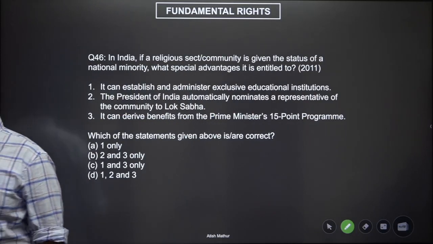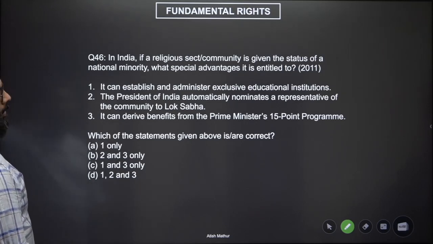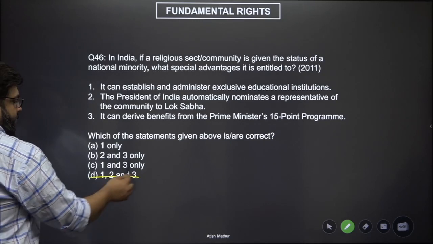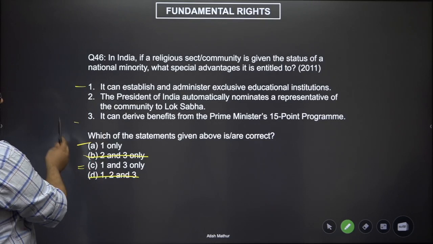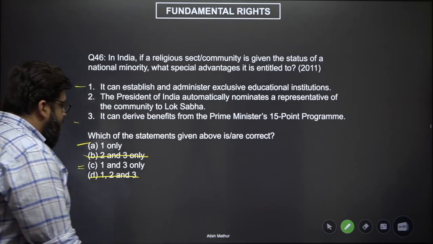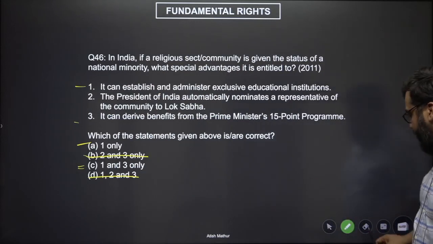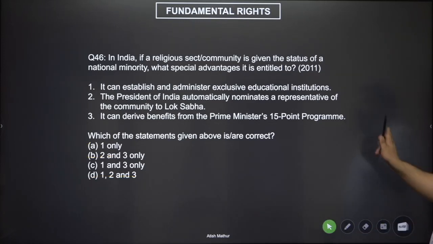Right, now let us see. What is definitely wrong? The President of India can't automatically nominate a representative of the community to the Lok Sabha. So anything which has 2 in it gets eliminated. Now you're left with 1 and 1 and 3. So 1 is definitely correct. Is 3 correct or not? Can a scheme have special benefits to a specific community? Yes, why not? So the answer could be 1 and 3. But again, a tough question. It's okay if you don't get it. It's fine. Even I didn't the first time I read it.